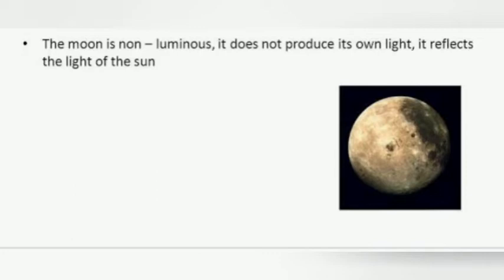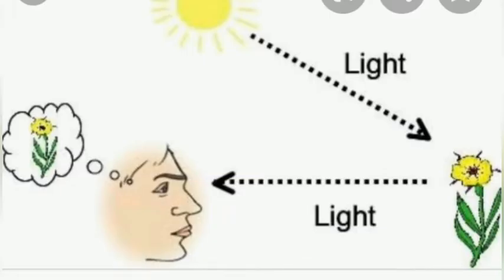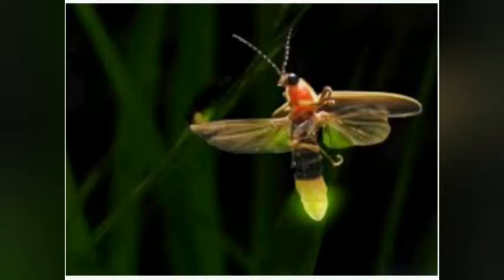Or you can say the light given off or emitted by luminous objects falls on non-luminous objects. These objects reflect the light to our eyes. When light from an object reaches the eye and this stimulus is passed to our brain, we see the object. Some animals and microorganisms are capable of producing light from their body by chemical reactions, which is known as bioluminescence.